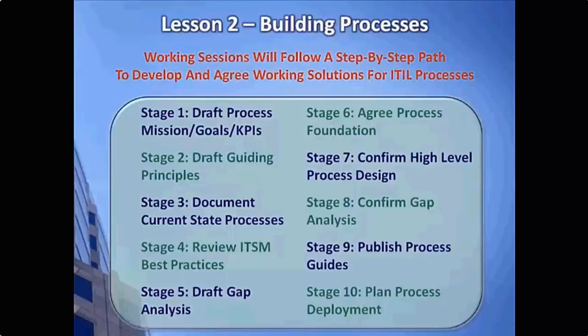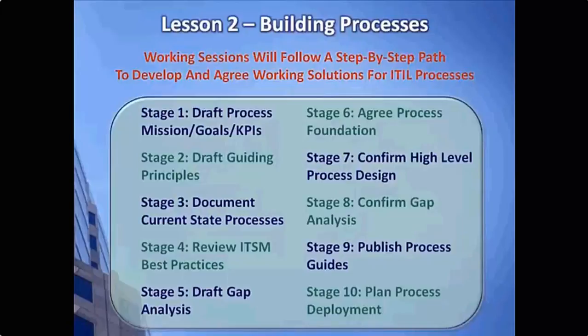As you go through these, let's take a look at each of these steps here. We have a stage 1. You notice I'm using the term stage instead of step. But in stage 1, we're going to draft our process mission and goals. Stage 2, draft guiding principles. Stage 3, document our current state processes. We're going to go back and look at those in more detail, what we have today in our IT environment.